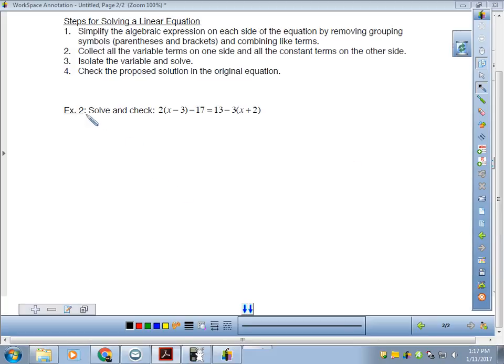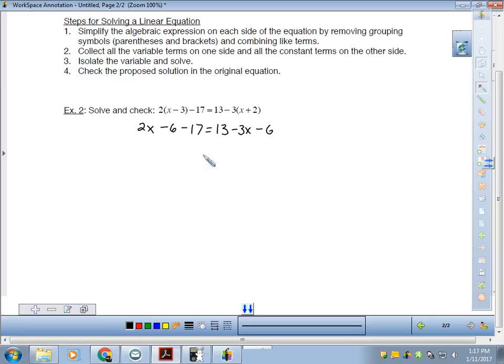So, example 2 asks us to solve and check 2 times x minus 3 minus 17 equals 13 minus 3 times x plus 2. The first thing we're going to do is distribute into the parentheses to get rid of the parentheses. So 2 times x is 2x. 2 times negative 3 is negative 6 minus 17 equals 13. Here, we're going to be taking the negative 3 and distributing it into the parentheses. So negative 3 times x is negative 3x. Negative 3 times 2 is negative 6.